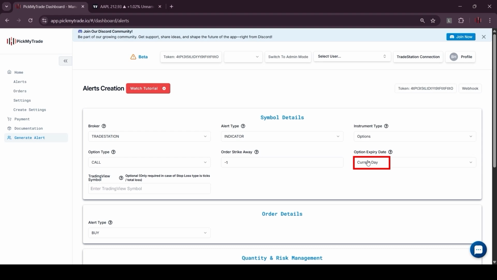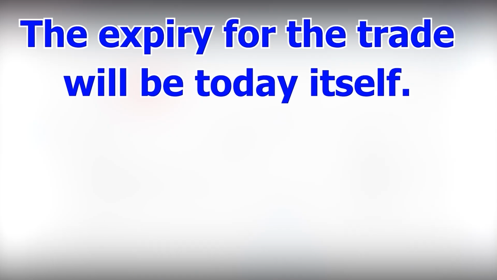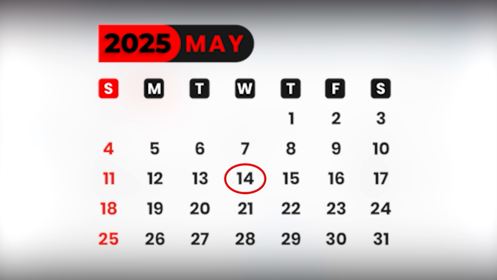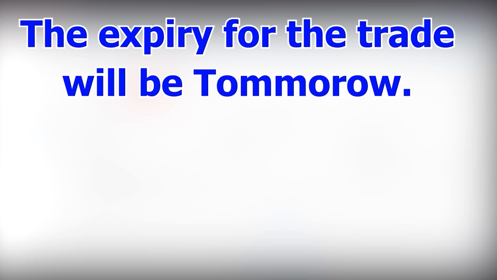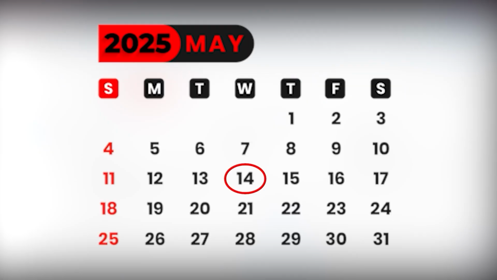So the first one is the current day. If you select the current day, then the expiry for the trade will be today itself. So if today is May 14th, Wednesday, then the trade will expire today only. The next option is the next day. If you select the next day, then the expiry for the trade will be tomorrow. So if today is May 14th, Wednesday, then the trade will expire tomorrow, on May 15th, Thursday.